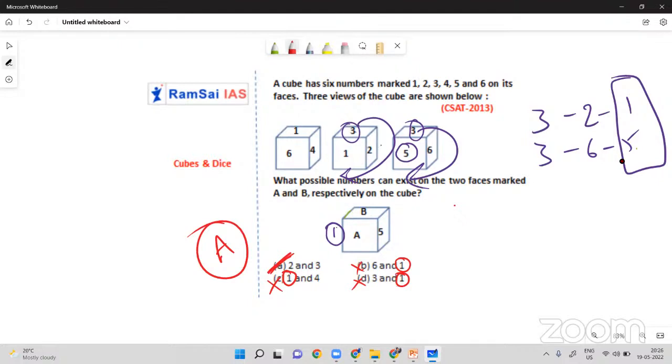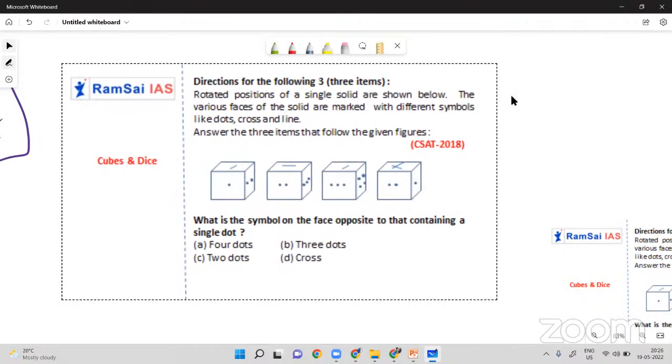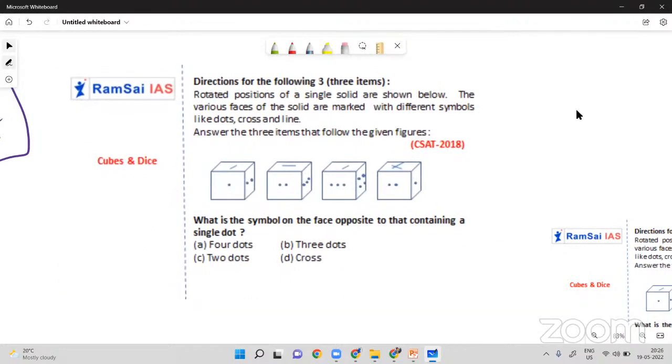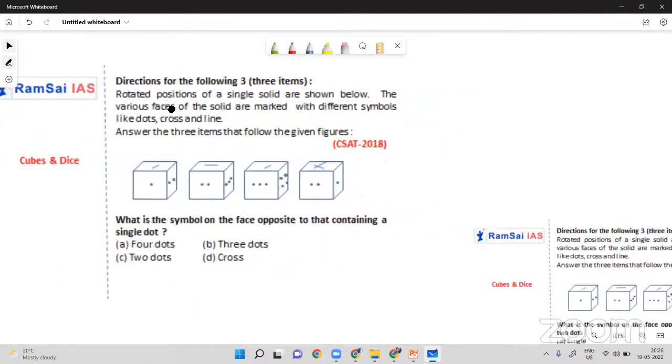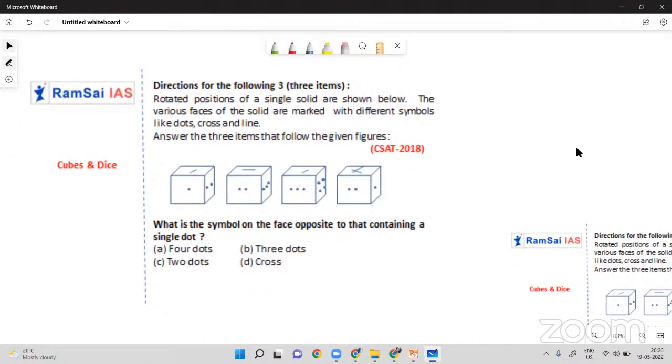There will be only one option with that. So, and that is option A here. So it's an aptitude, remember. Some logic will be there. So guys, this question was asked in 2018. Read it, and there will be three different questions with the same image.